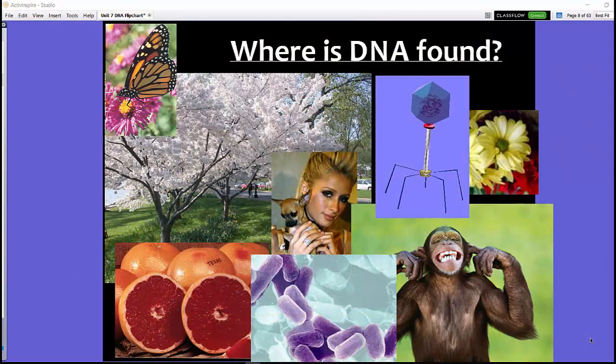Talking about DNA. We've talked a little bit about this throughout the year already, but we are now focusing on DNA specifically so we can move into things like protein synthesis and start talking about RNA. So first, where is DNA found? Well, it is found everywhere. Every living thing has DNA, from bacteriophages, which is shown here, to bacteria, to our plants, our flowers, even Paris Hilton has DNA. So everything that we know has DNA.